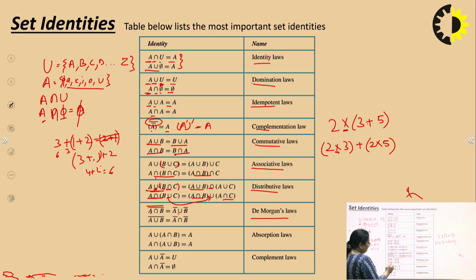If we are having A union B and then we are applying complement, then what we will get? A's complement intersection B's complement. Again the sign got changed.